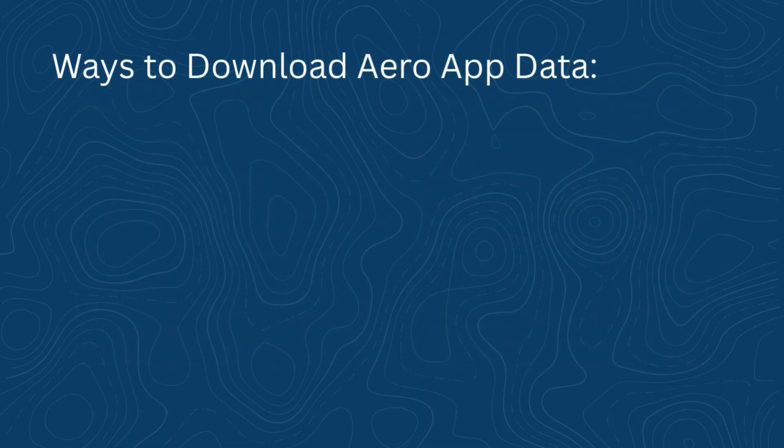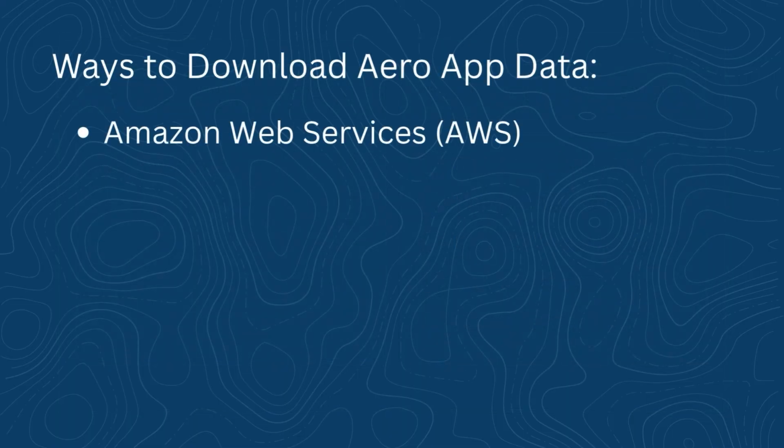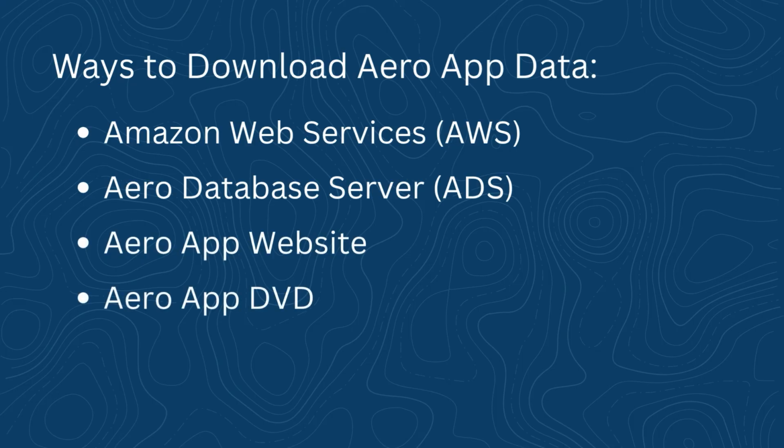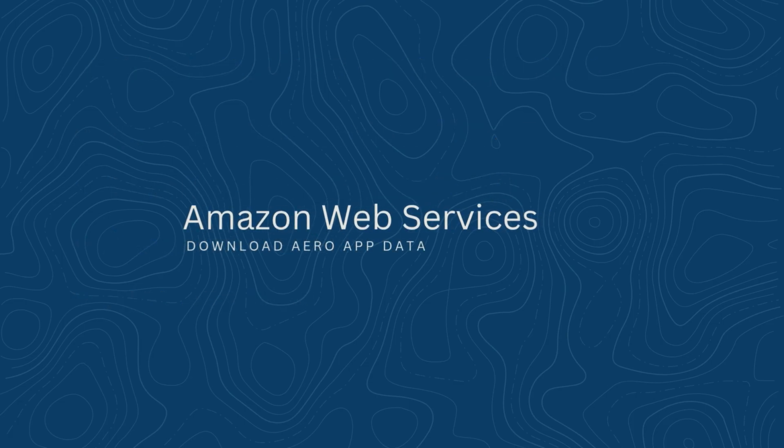There are several ways to obtain data in Aero App. You can download data directly from the cloud through Amazon Web Services, via ADS, which downloads data from a local server, or by visiting the Aero App website for direct downloads to your device. You can also use the Aero App DVD to sideload data directly onto your device. We will begin by downloading data directly in Aero App using Amazon Web Services.